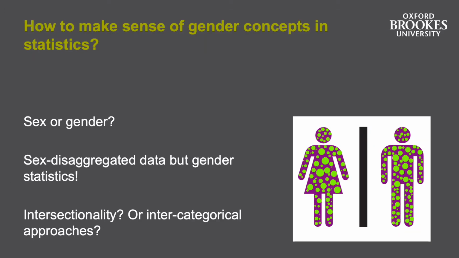How to make sense of gender concepts in statistics? First of all, we need to ask ourselves if we're talking about sex or gender. We talk about sex disaggregated data, but gender statistics. This is because data is usually collected using categories such as women and men on the basis of biological sex, but analyzed from a gender perspective, that is, socially constructed gender. Of course, this can be expanded to take into account an intersectional perspective. With data, we often have to take an intercategorical approach to intersectionality.